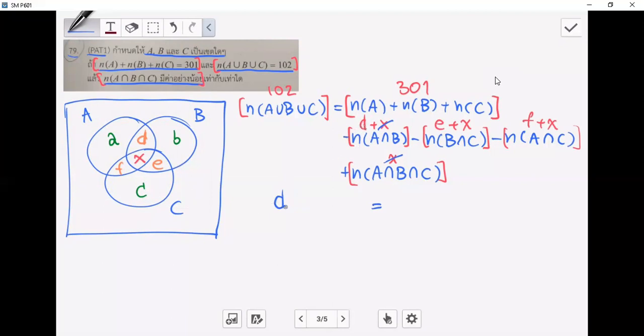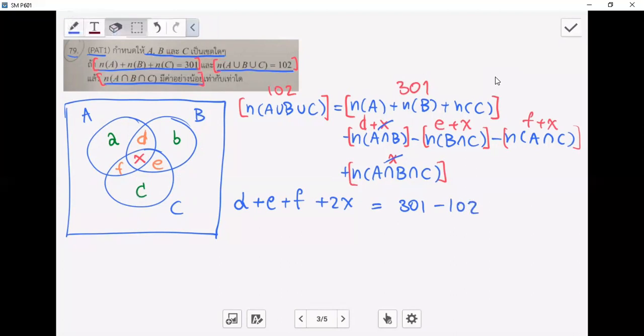Okay, minus D, move to the left, we have that. And this minus D, I move it there. Minus E, move it there, it will be plus E. And this one, minus F, is plus F. And this one we have minus X and another minus X, so that will be minus 2X, but we move it to the left, so we have plus 2X. This one, 301, is on the right. 102, move it to the right, so it will be minus. So we do the math, that will be equal to 199. Okay, so let's group something a little bit to make it easier. And I'm going to call that equation number 1.